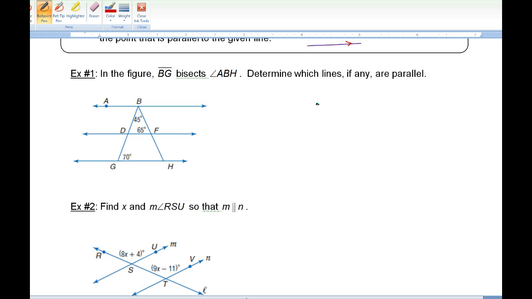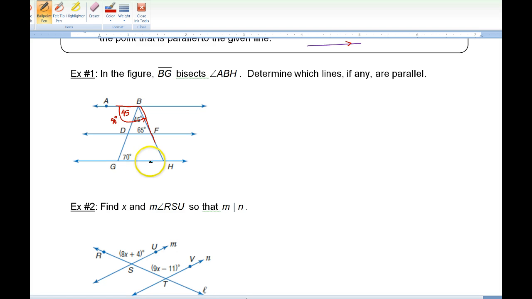Okay, let's take a look at example 1. So in the figure, and this figure is not drawn to scale, we have BG bisects ABH. Well, here's ABH. If this is 45, this is 45, which makes that whole angle 90 degrees. Again, it doesn't look 90 degrees, but we're just going to go with it.